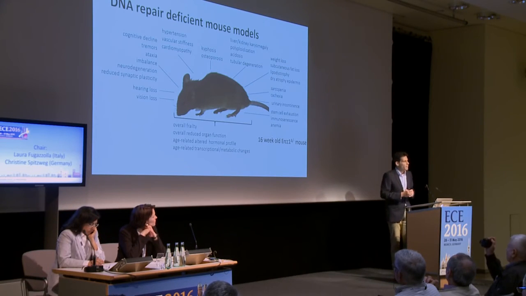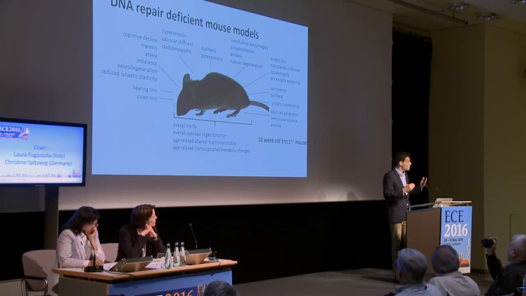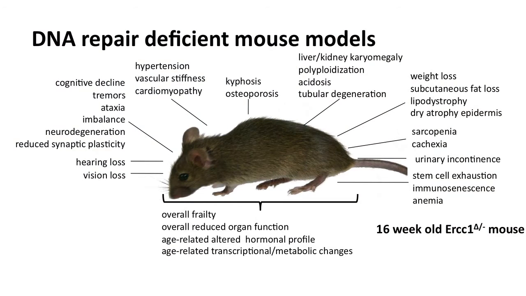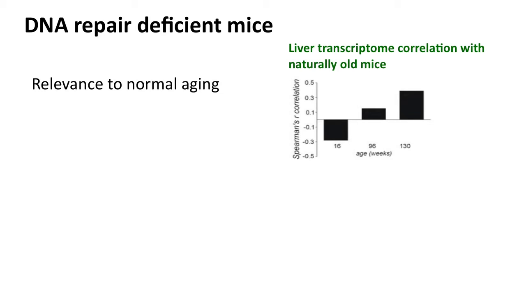So various DNA repair deficient mouse models have been generated, and they faithfully mimic many of the features seen in these progeroid patients. But as you can see, these animal models also recapitulate many features of true aging. And therefore it has been proposed that these animal models can be used to study the normal process of aging as well. And that is kind of supported by this graph showing the liver transcriptome of a progeroid DNA repair deficient animal compared to normal wild type aging animals. And as you can see, with increasing age, the similarity of the livers become more significant.